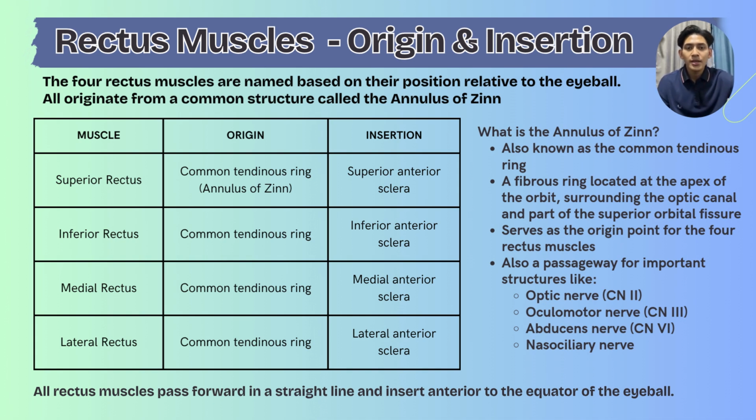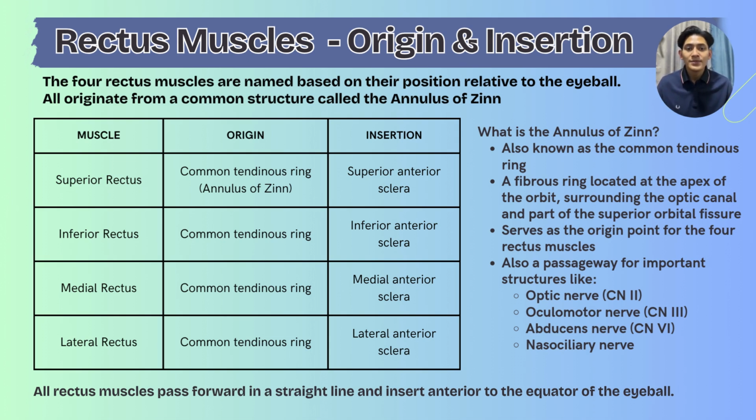Let's talk about the annulus of Zinn. This is a ring made of strong tissue found deep inside the eye socket, at the back, and also called the common tendinous ring. It acts as the starting point for 4 of the 6 eye muscles that help move the eyeball: superior rectus, inferior rectus, medial rectus, and lateral rectus. The muscles start from the ring and attach to the eyeball to control eye movement.